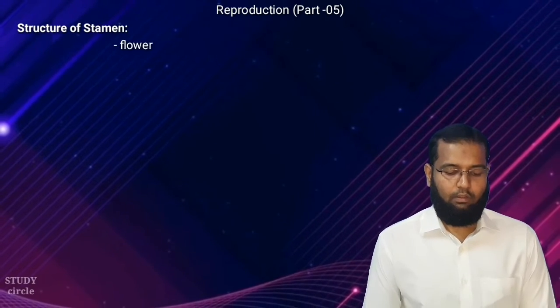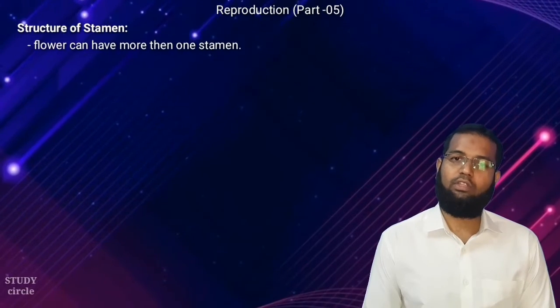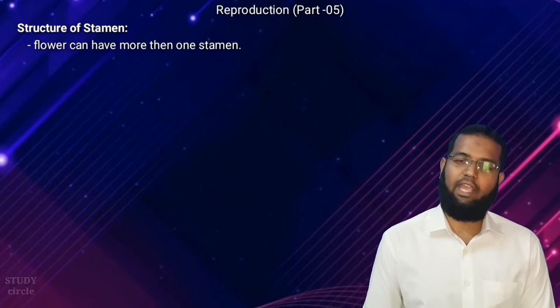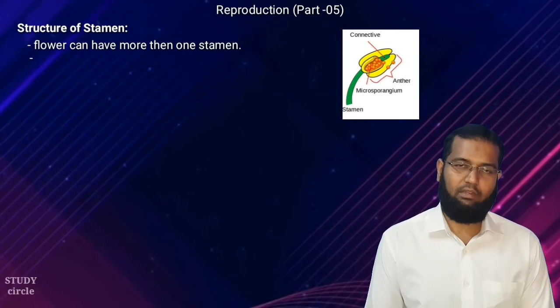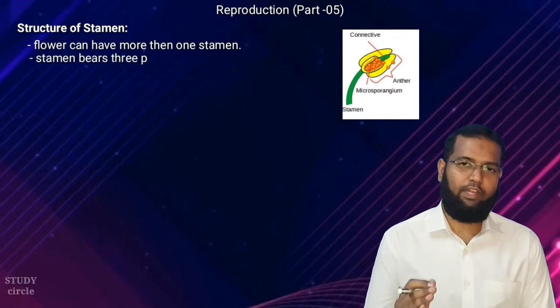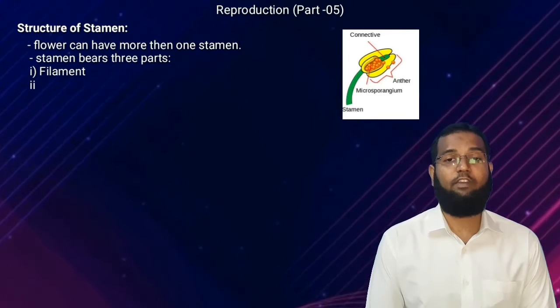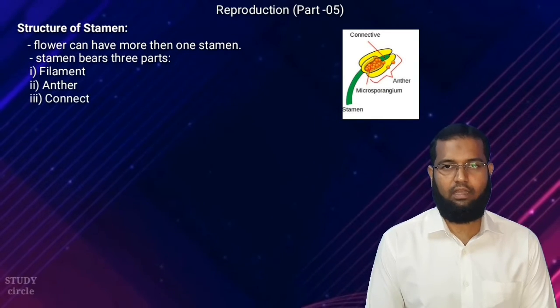As we saw, in a flower, the male and female reproductive organs play a vital role in reproduction. So let us study the structure in more detail. First we will see the structure of the stamen. A flower can have more than one stamen. That means a flower may have one stamen or more than one stamen. When you see the stamen, you will find three parts: filament, anther and connective.